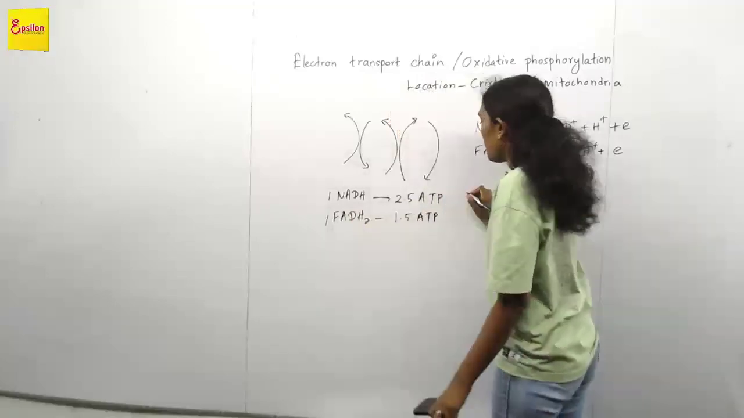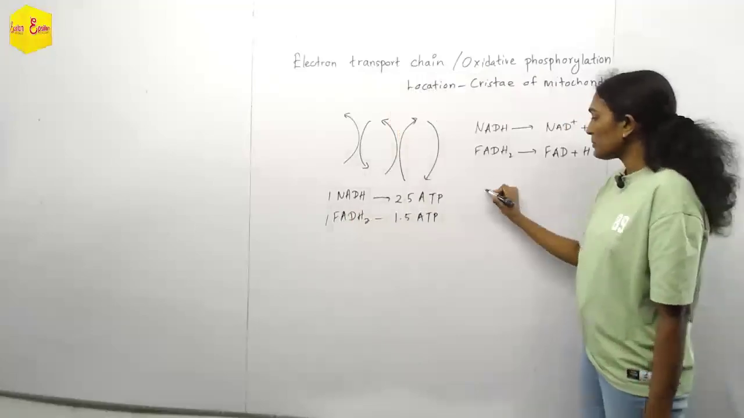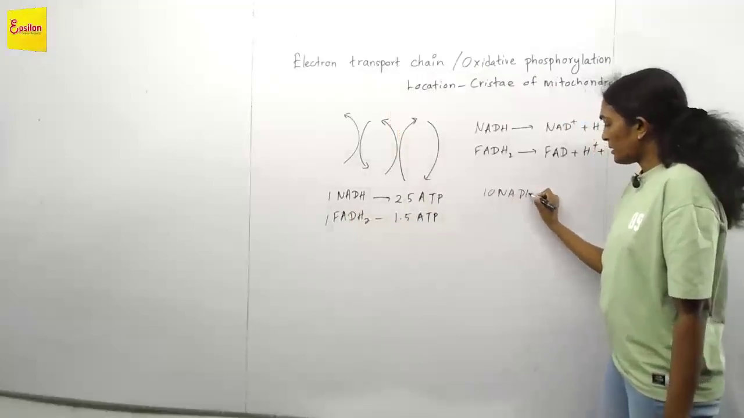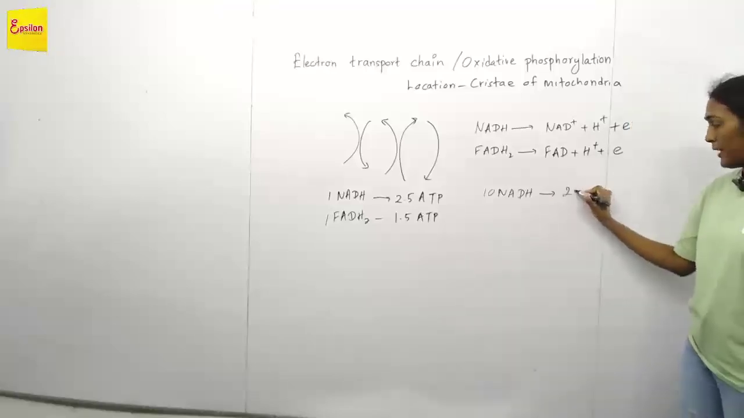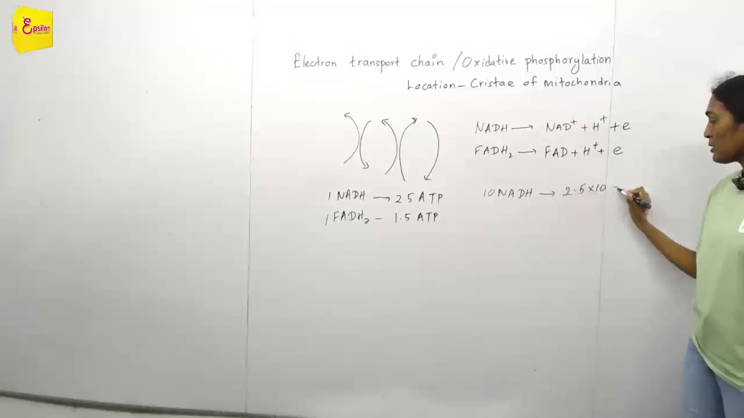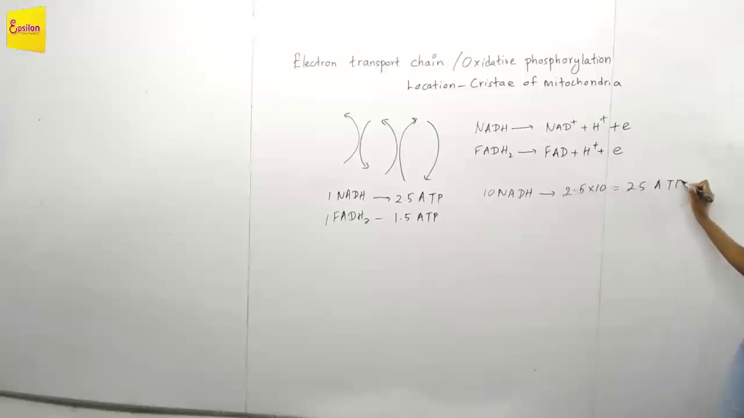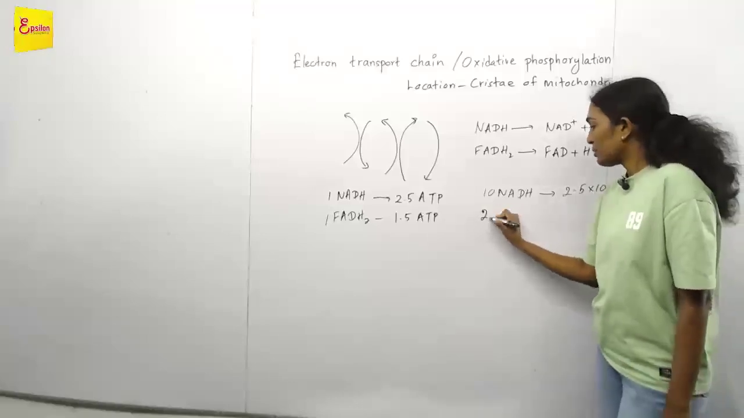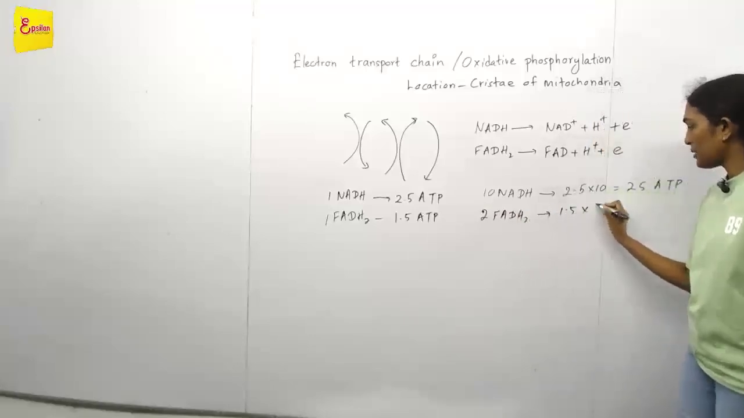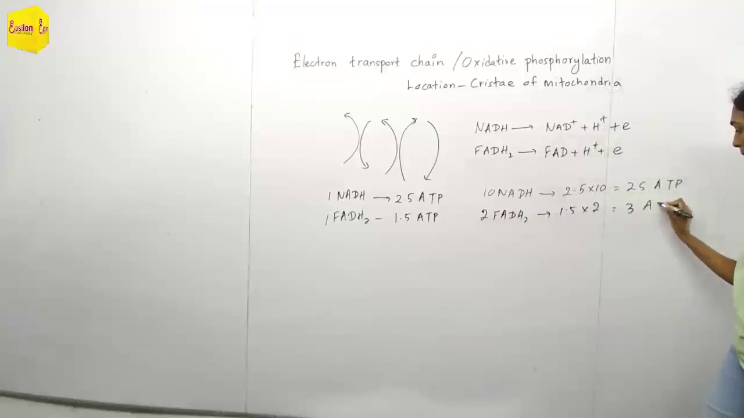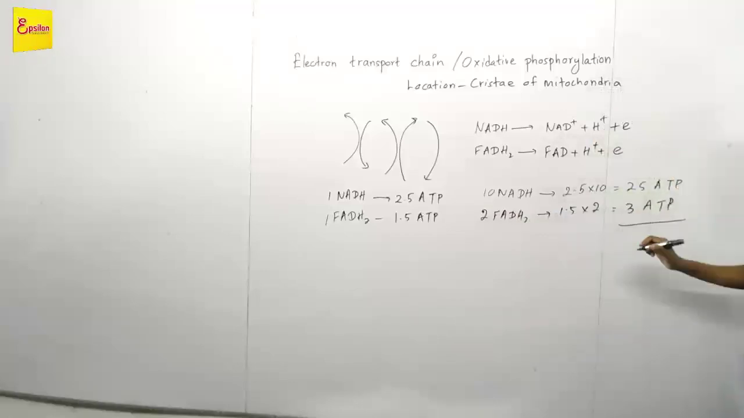Therefore, for 10 NADH, how many ATP are going to be produced? 2.5 into 10, so 25 ATP. Then we have 2 FADH2. 1.5 into 2, 3 ATP. So altogether in the electron transport chain, 28 ATPs are produced. So this is the highest amount of ATP, right?